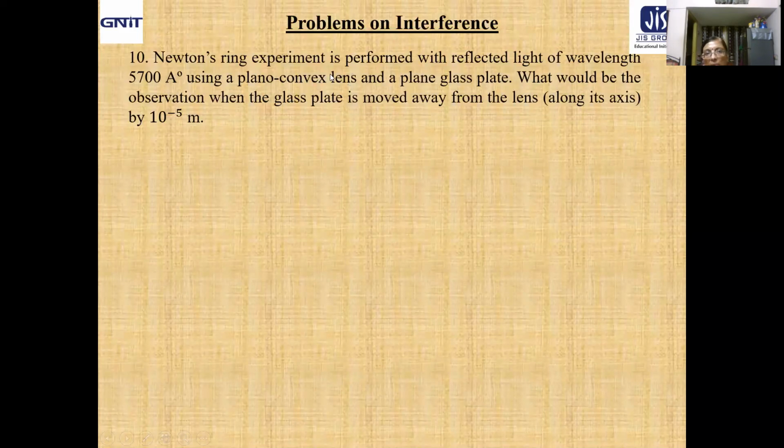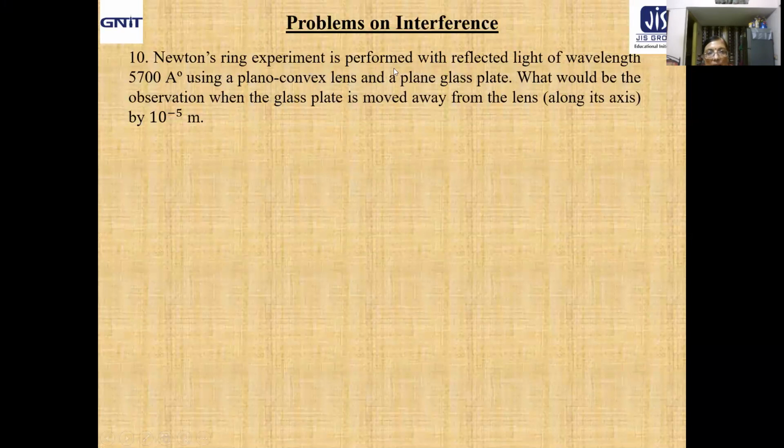Newton's ring experiment is performed with reflected light of wavelength 5700 angstrom using a plano-convex lens and a plain glass plate. You know that. What would be the observation when the glass plate is moved away from the lens along its axis by 10 to the power minus 5 meter? This problem is something different.